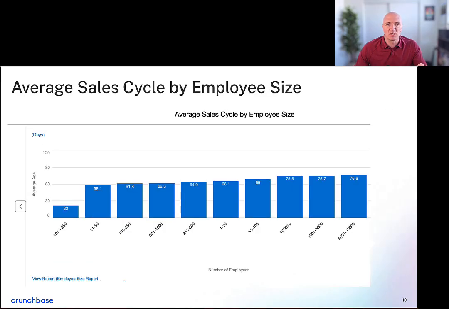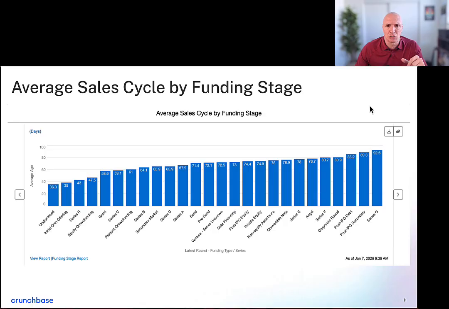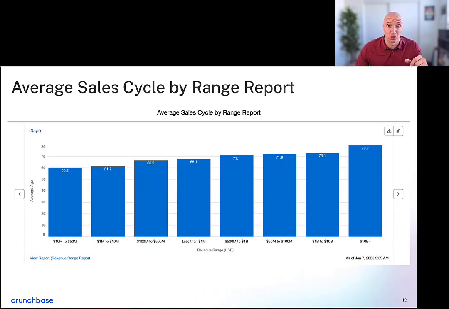Now, the second insight I can do is take a look at the average sales cycle. So when I do win with these companies, how long does it take me to win? And I can do that again by employee size, by funding stage, and by revenue range. So not only am I getting information about what the likelihood of winning with that type of company, but I can also start to improve my forecasting by saying, well, what is the revenue range or what is the sales cycle for this revenue range, employee count, etc.